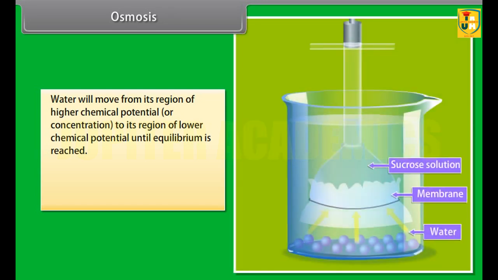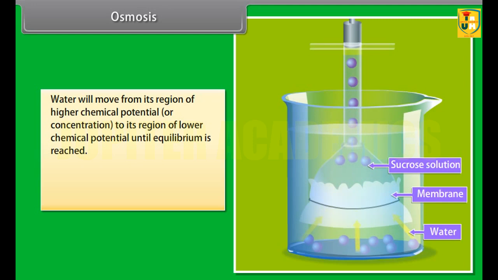Take a thistle funnel filled with sucrose solution and keep it inverted in a beaker containing water. The solution of sucrose in water taken in the funnel is separated from pure water in the beaker by a semi-permeable membrane, such as an egg membrane. Then what will happen? We will observe that water will diffuse across the membrane to raise the level of the solution in the funnel. This will continue till equilibrium is reached.